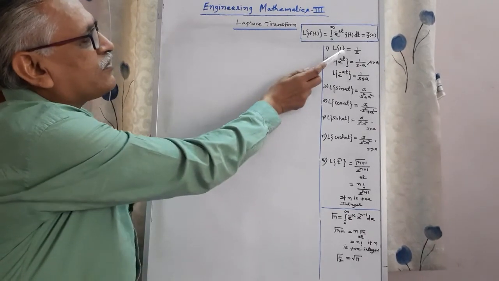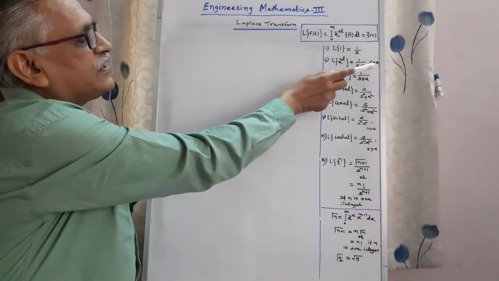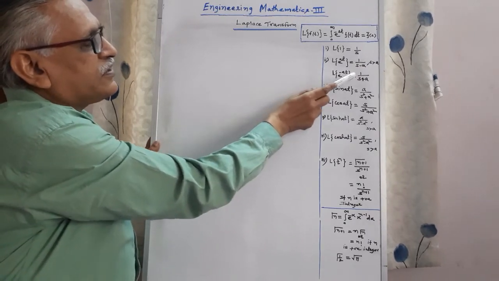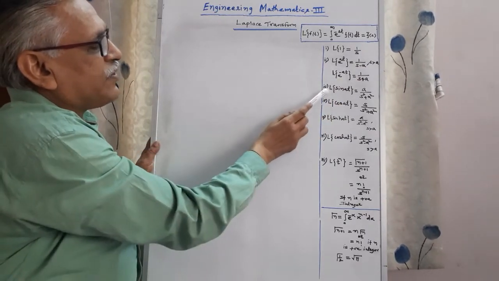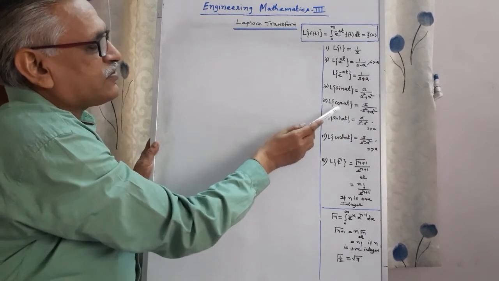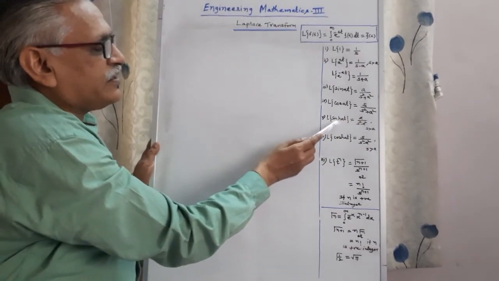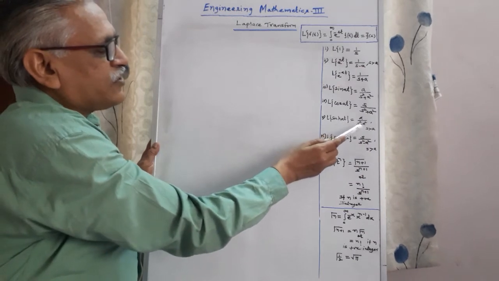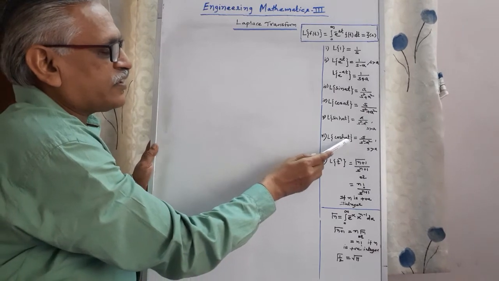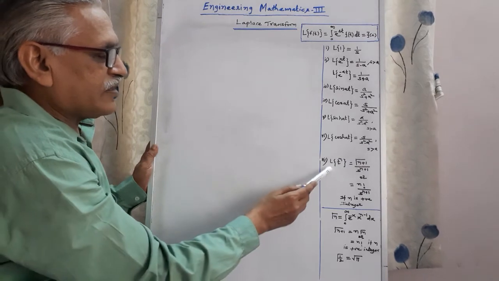Result number 1: Laplace of 1 is 1 by s. Laplace of e raised to at is 1 upon s minus a, s greater than a, or Laplace of e raised to minus at is 1 upon s plus a. Laplace of sin at is a divided by s square plus a square, Laplace of cos at is s upon s square plus a square, Laplace of sin hyperbolic at is a upon s square minus a square, s greater than a, Laplace of cos h at is s upon s square minus a square, s greater than a.